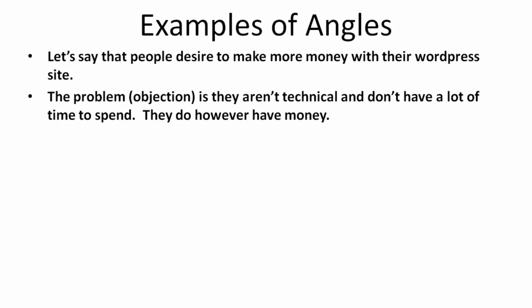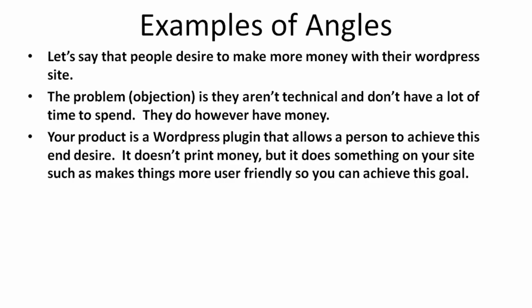So in profiling them, we know that they're busy people. Maybe they're busy full-time workers or part-time workers. They want to build a business and so forth, so they have a WordPress site. Your product could be a WordPress plugin that allows a person to achieve this end desire of potentially building their own business or even making more money on the side to feed their children and do things with their family, go on vacations, stuff like that.